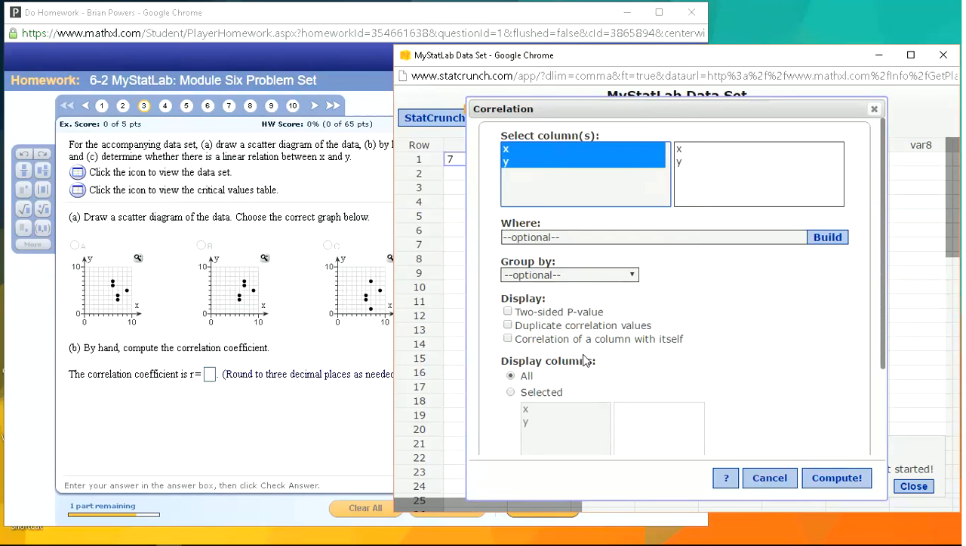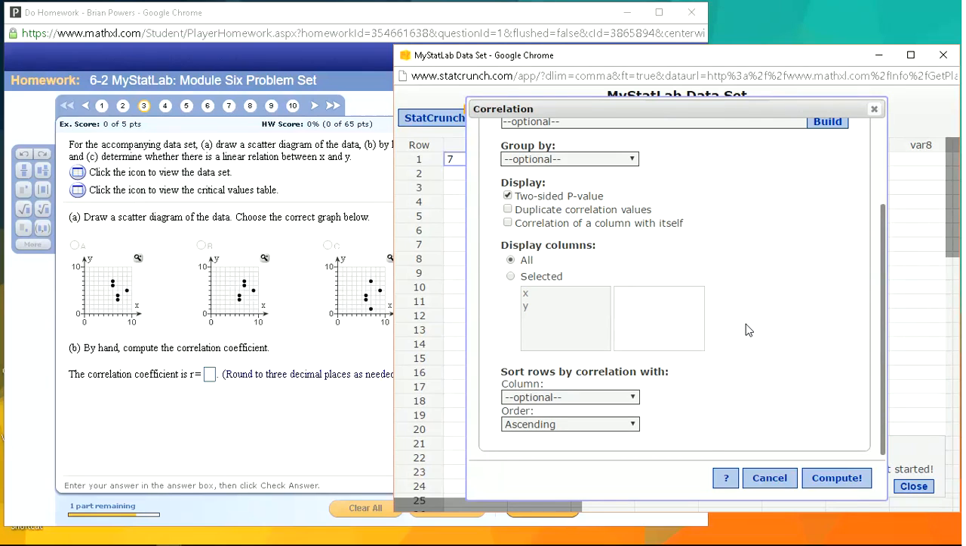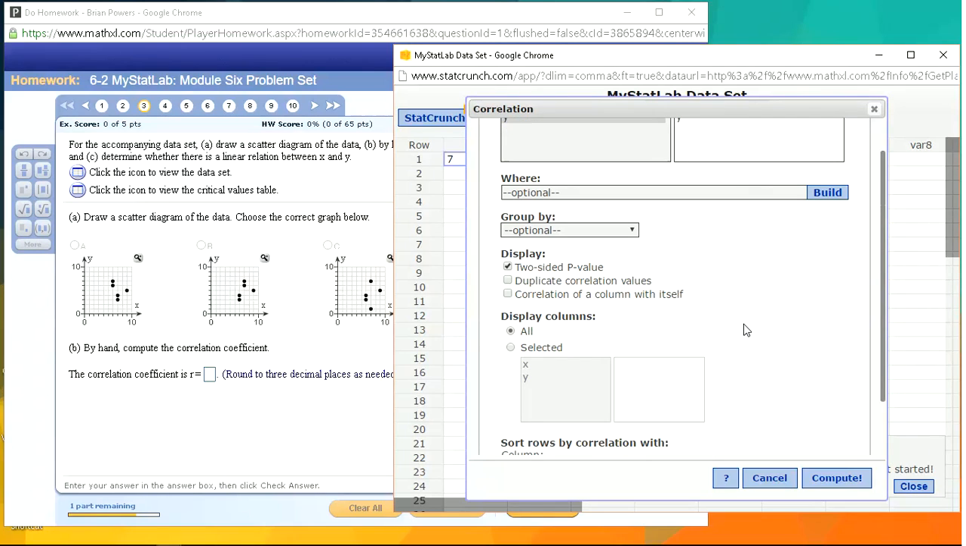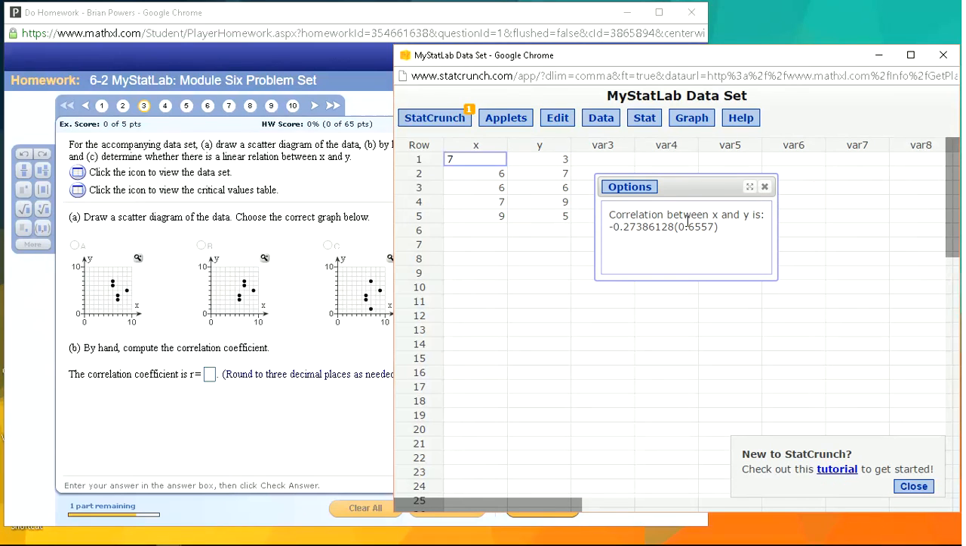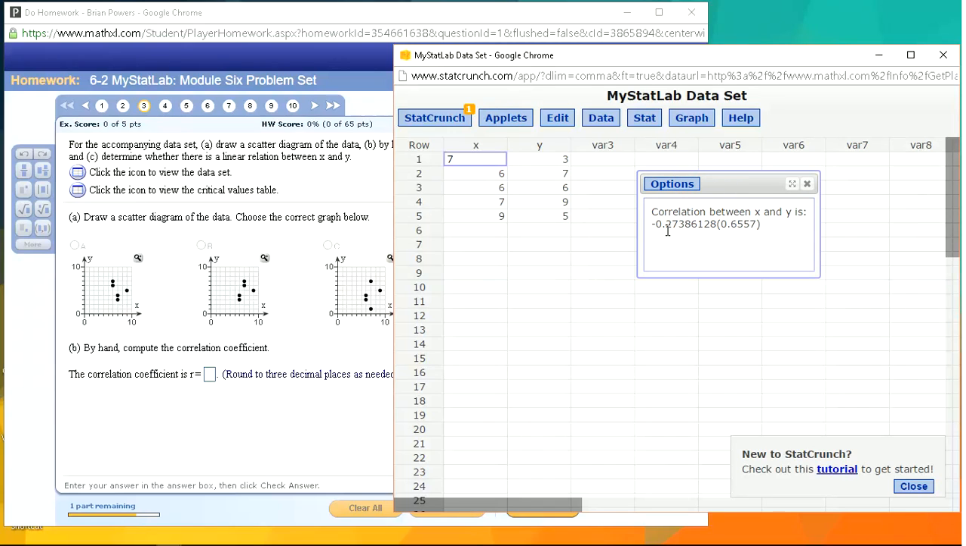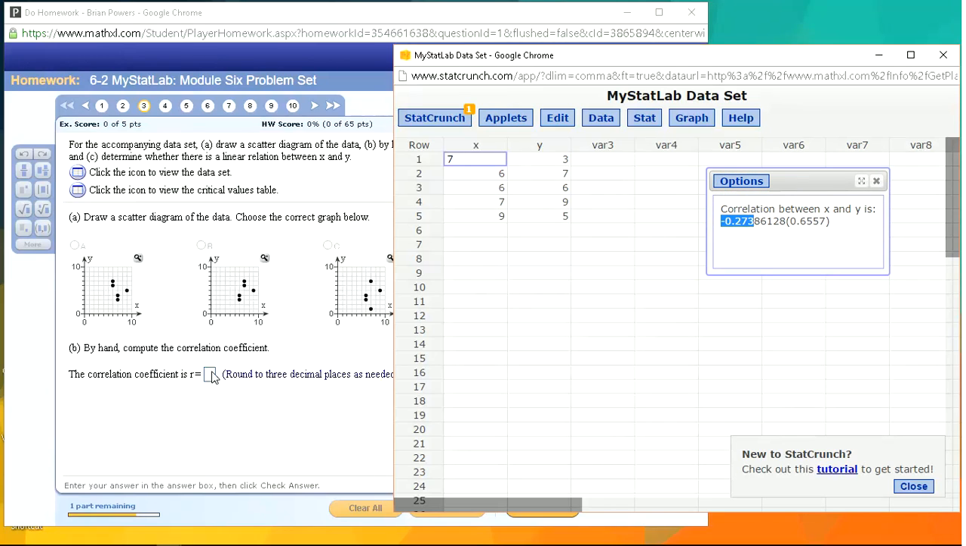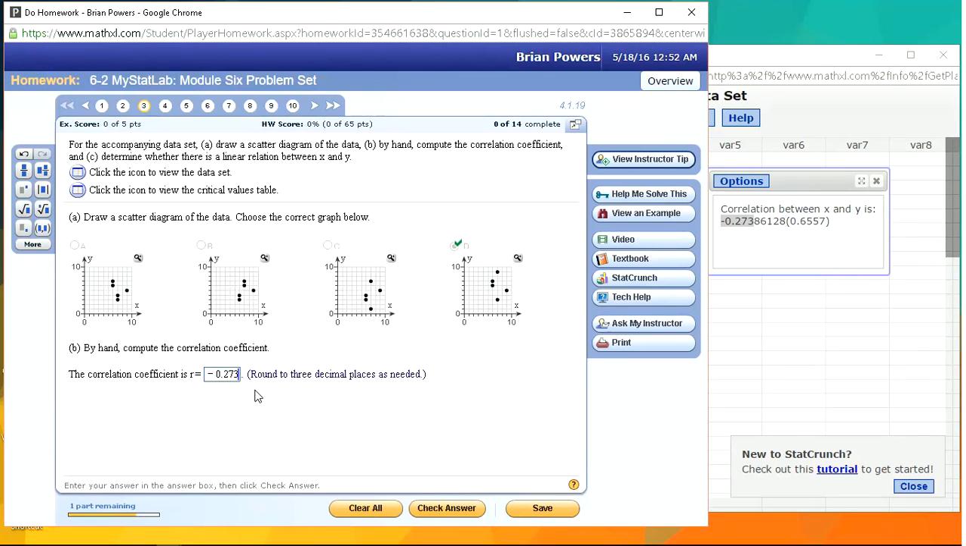And what I want to also do is display a two-sided p-value. What that's going to do is allow me to decide whether the correlation is strong enough for me to conclude that there is a linear relationship. So it's just going to give you this little bit of information. The correlation between x and y, it tells me, is negative 0.2738. So that's the correlation coefficient. I'm going to copy that here, but I have to round this to 4.